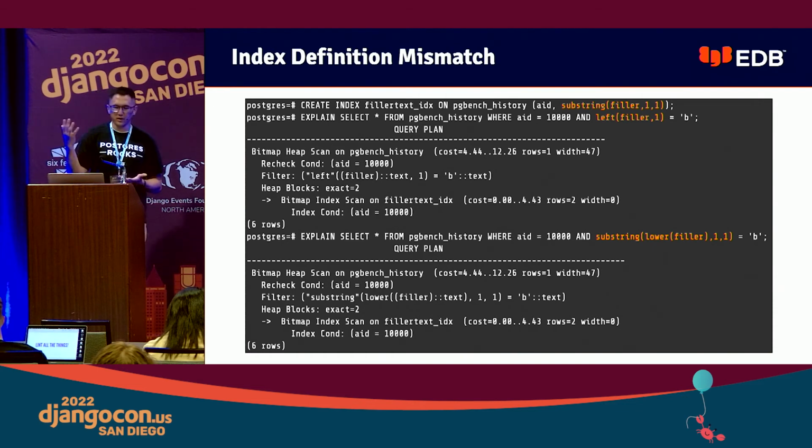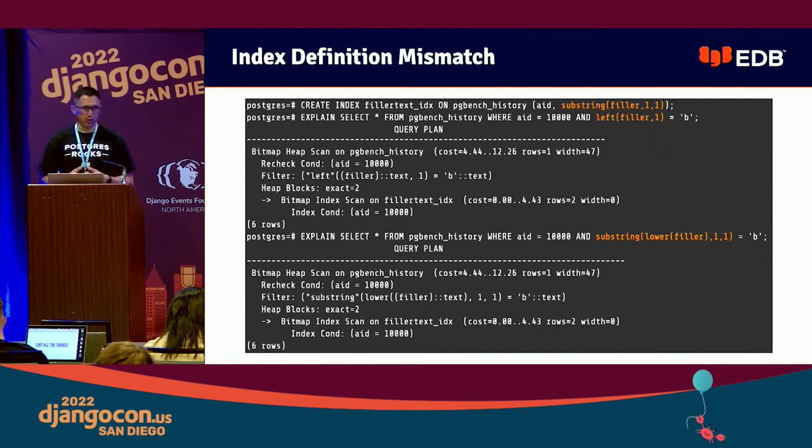Okay, so I have this index, and I created it on substring on the filler column, and I just want the first value. Now, when I run the select on pgbench history with this query, it's slow, right? And we don't know why. We run explain on it, and we see that it's actually not doing the index scan that I want. It's actually doing a bitmap index scan. And then I changed my query, and I use substring lower on filler, and it's still not doing it, and it's still not performing very well.